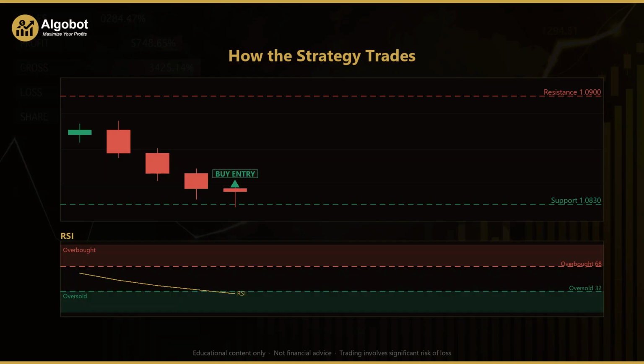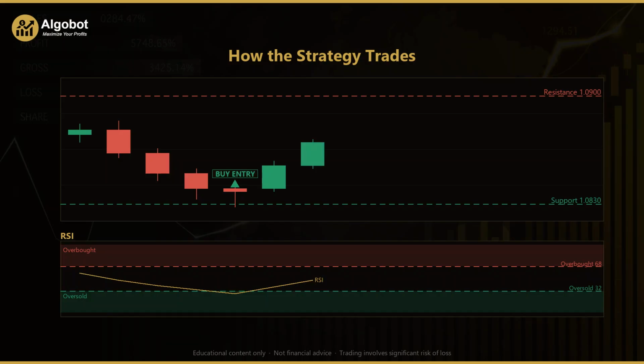Watch the opening candles. Price starts up near the middle of the range and begins drifting lower, candle after candle. As it slides down toward the support line, notice the RSI in the lower panel falling with it, sinking from the upper 50s down through 40 and toward the oversold band. The strategy is now paying attention because momentum is stretching to the downside.